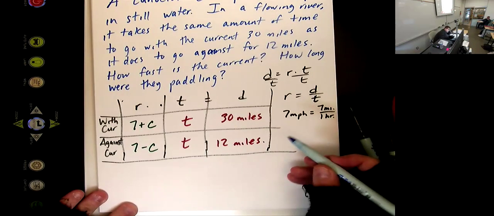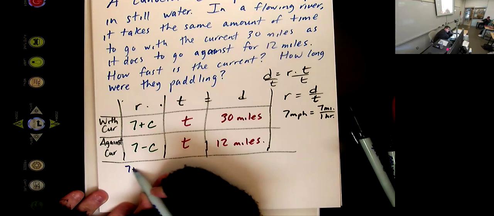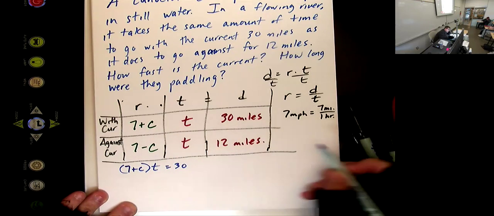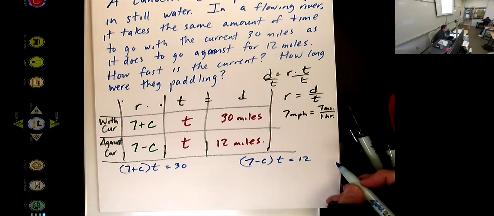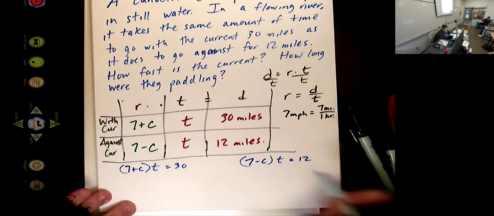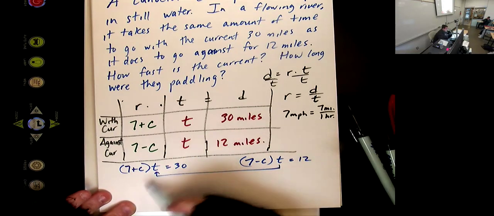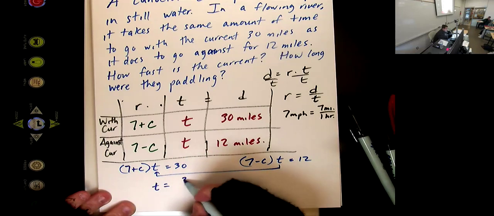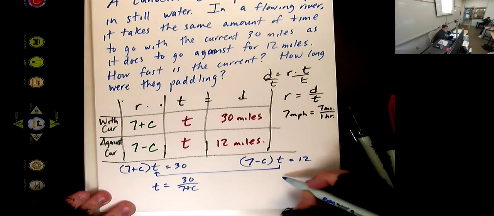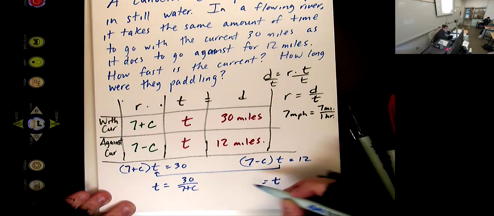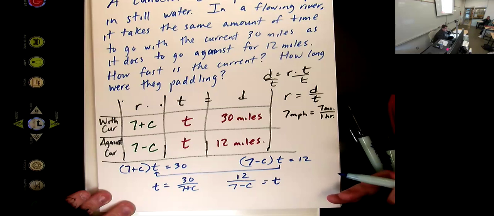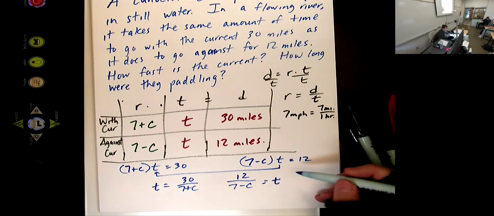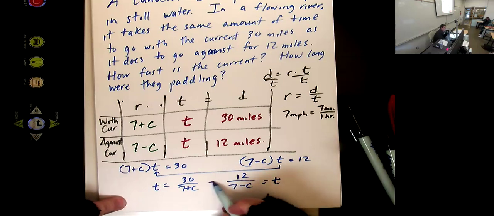So here I get 7 plus C times T equals 30, and I get 7 minus C times T equals 12. If I solve for T, I know the T's are the same. So if I solve for T, this says T equals 30 over 7 plus C, and this one, dividing by 7 minus C, I get 12 over 7 minus C. Since these two T's are equal, that means these are equal.